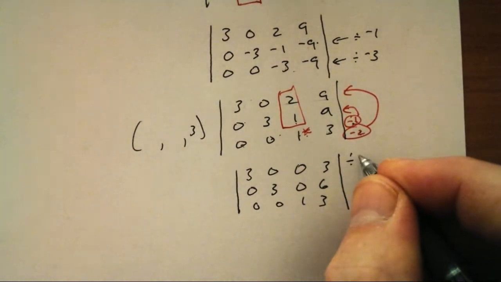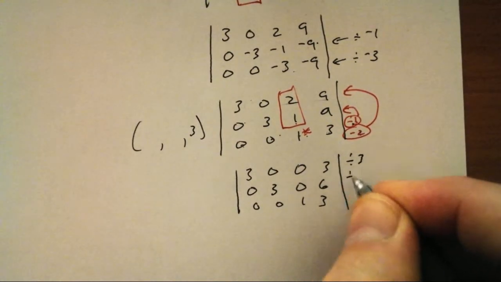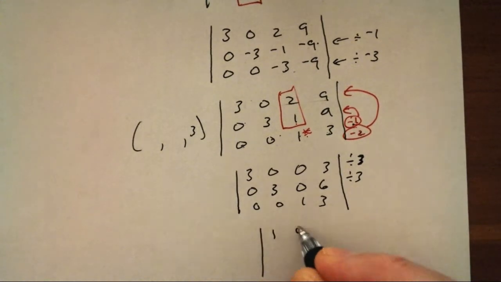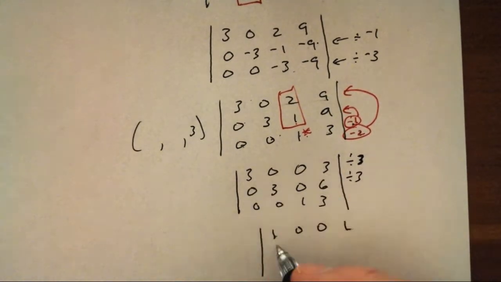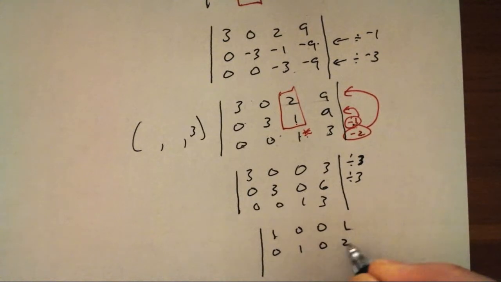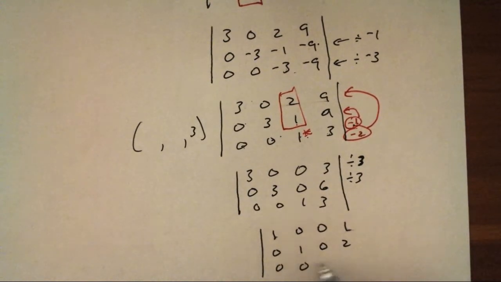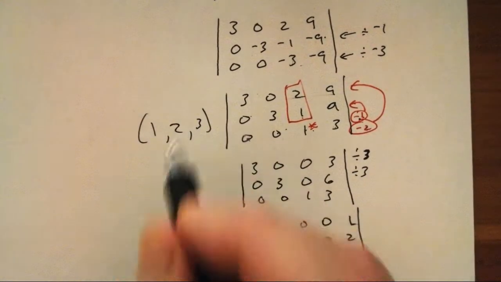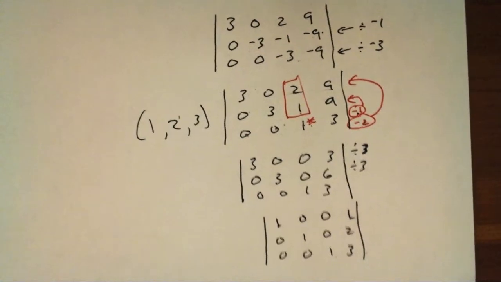All that's left to get in row reduced echelon form is divide by 3, and I've got 1, 0, 0, 1, 0, 1, 0, 2, and 0, 0, 1, 3. X is 1, y is 2, and z is 3.